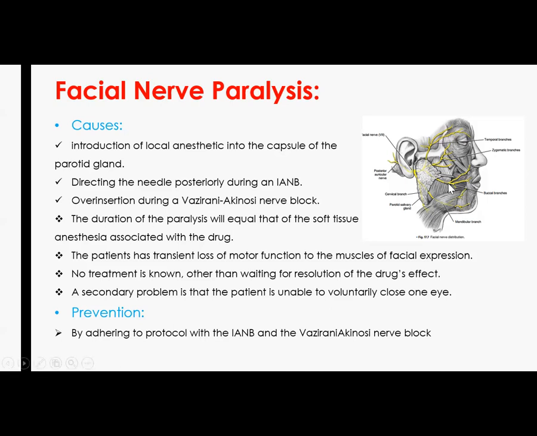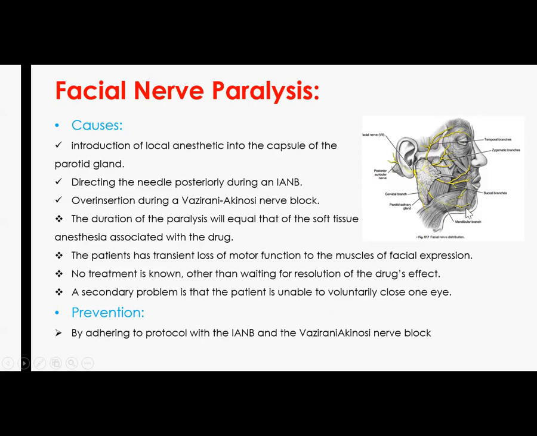But the problem is the parotid gland contains the fibers of the facial nerve. It has branches of the facial nerve. These yellow lines you can see are the branches of the facial nerve, and the facial nerve supplies the muscles of facial expression, okay? Blowing the cheeks, closing your eyes, smiling, grinning. There are so many facial expressions that you do. All of this is controlled by these five branches of the facial nerve.